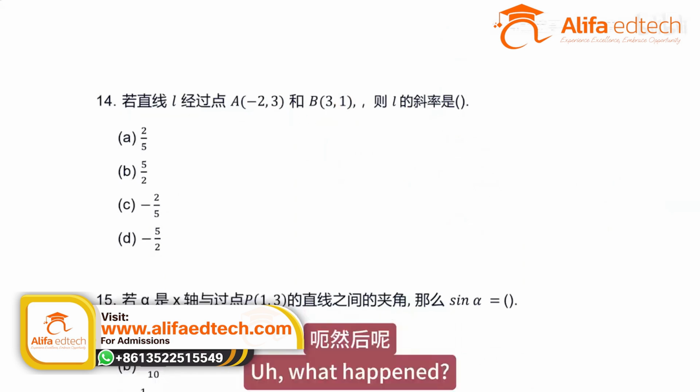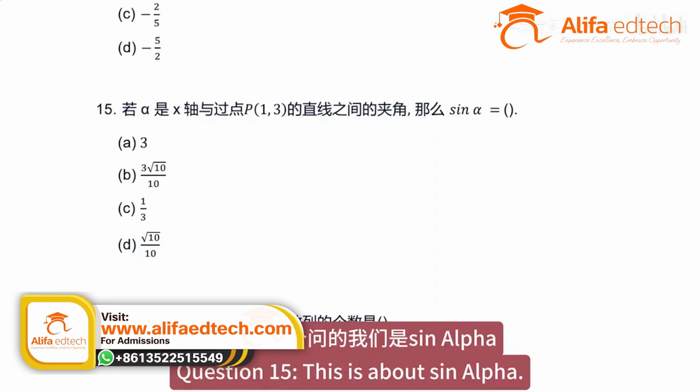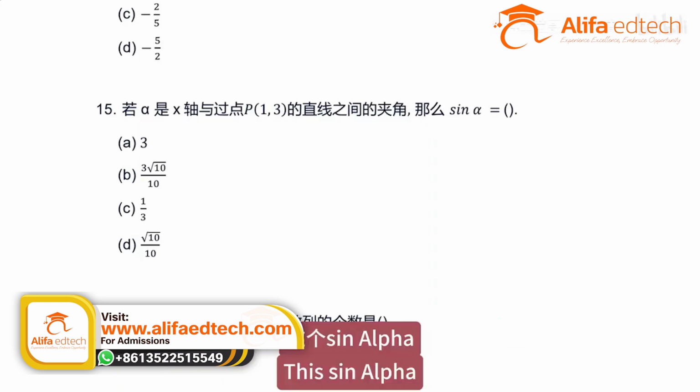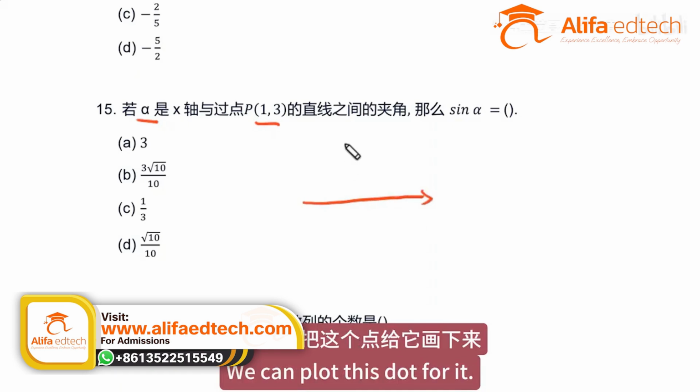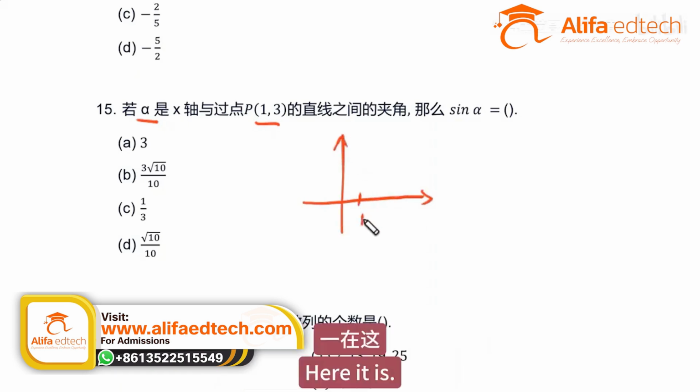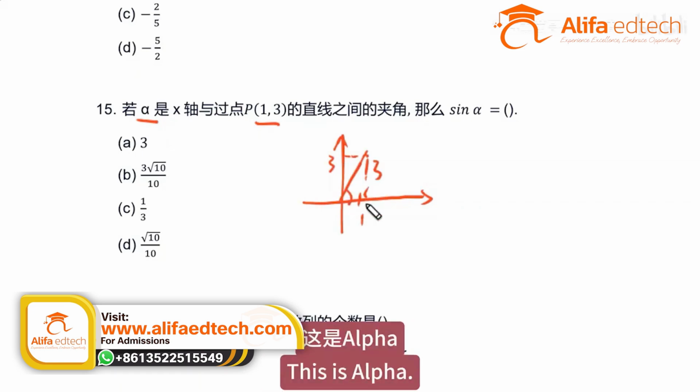Then let's look at question 15. Okay, for question 15, what they're asking us about is sin alpha. This sine alpha, it says 0.13, right? We can plot this point. 1 is here. Everyone, it's here. Right? So here is 3, and here is alpha.